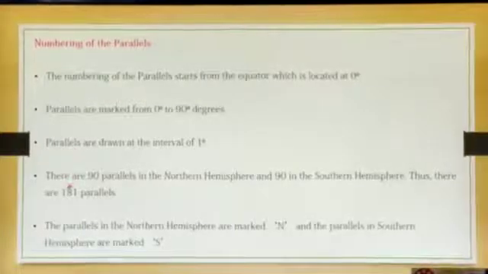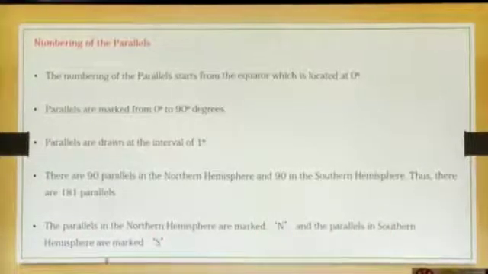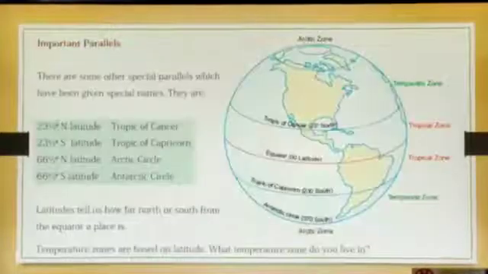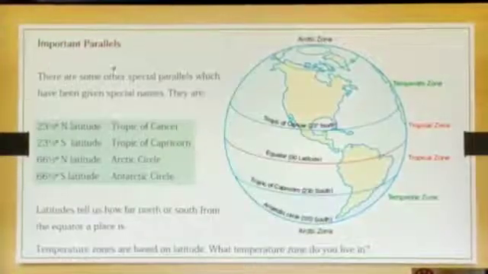Parallels are drawn at an interval of 1 degree. Every 1 degree interval you have a, what do you have? Parallel. And what is this parallel? The latitude. Now another point, there are 90 parallels in the northern hemisphere and 90 in the southern hemisphere. Thus, there are 181 parallels or lines of latitude. And lastly, children, the parallels in the northern hemisphere are marked N and the parallels in the southern hemisphere are marked S.